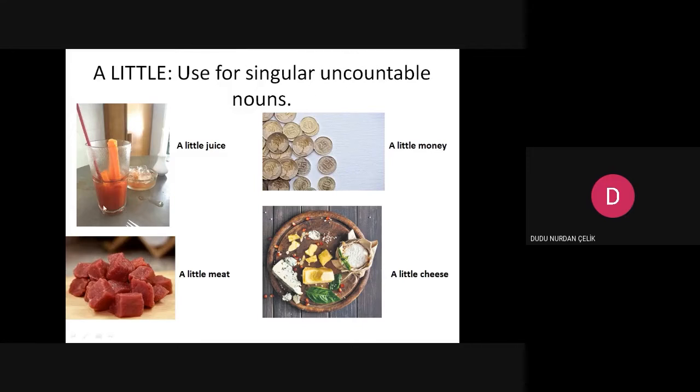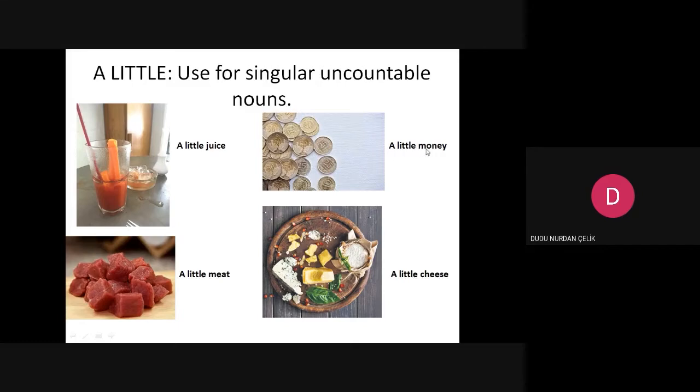Like in the example, look, there's glass and juice in it. We say a little juice. Not a lot of juice, but a little juice. Not much juice. A little juice. Juice is uncountable and it's singular. Meat, again, it's uncountable. We say a little meat, not much meat, a little.